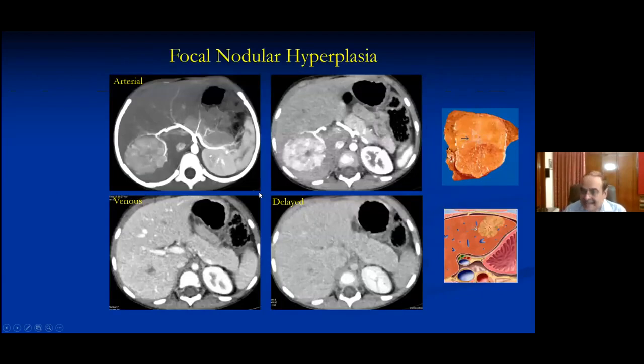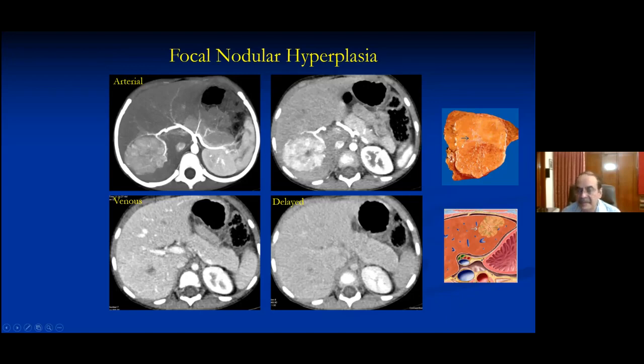Let's move on to the second commonest benign focal liver lesion, and that's focal nodular hyperplasia. This is again another important lesion for the radiologist, because if we can confidently diagnose FNH, we can again say that the lesion can be kept on observation and does not need to be sampled, does not need to be treated. The hallmark of this lesion is the fact that it shows avid arterial enhancement, becomes isodense to the background liver in the venous phase, has a scar.